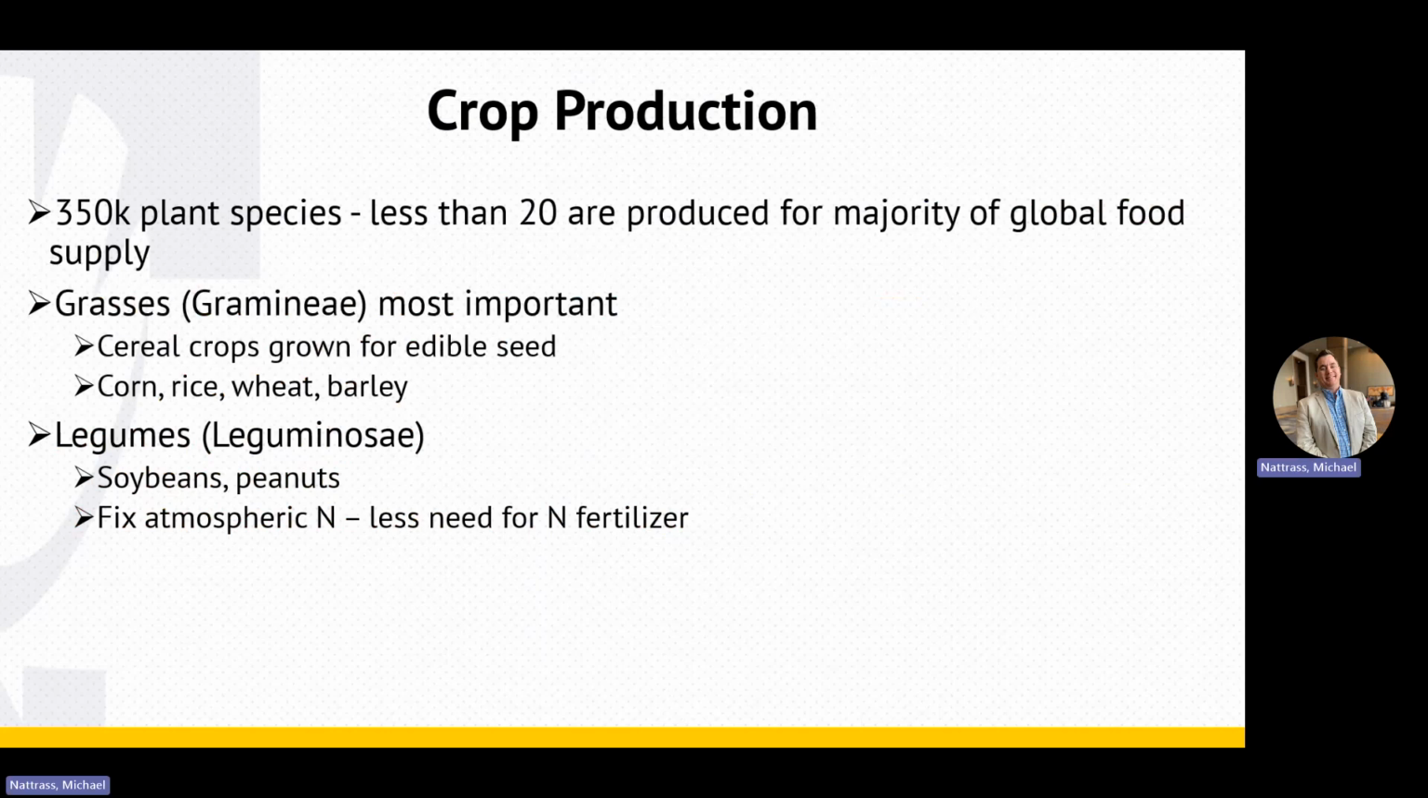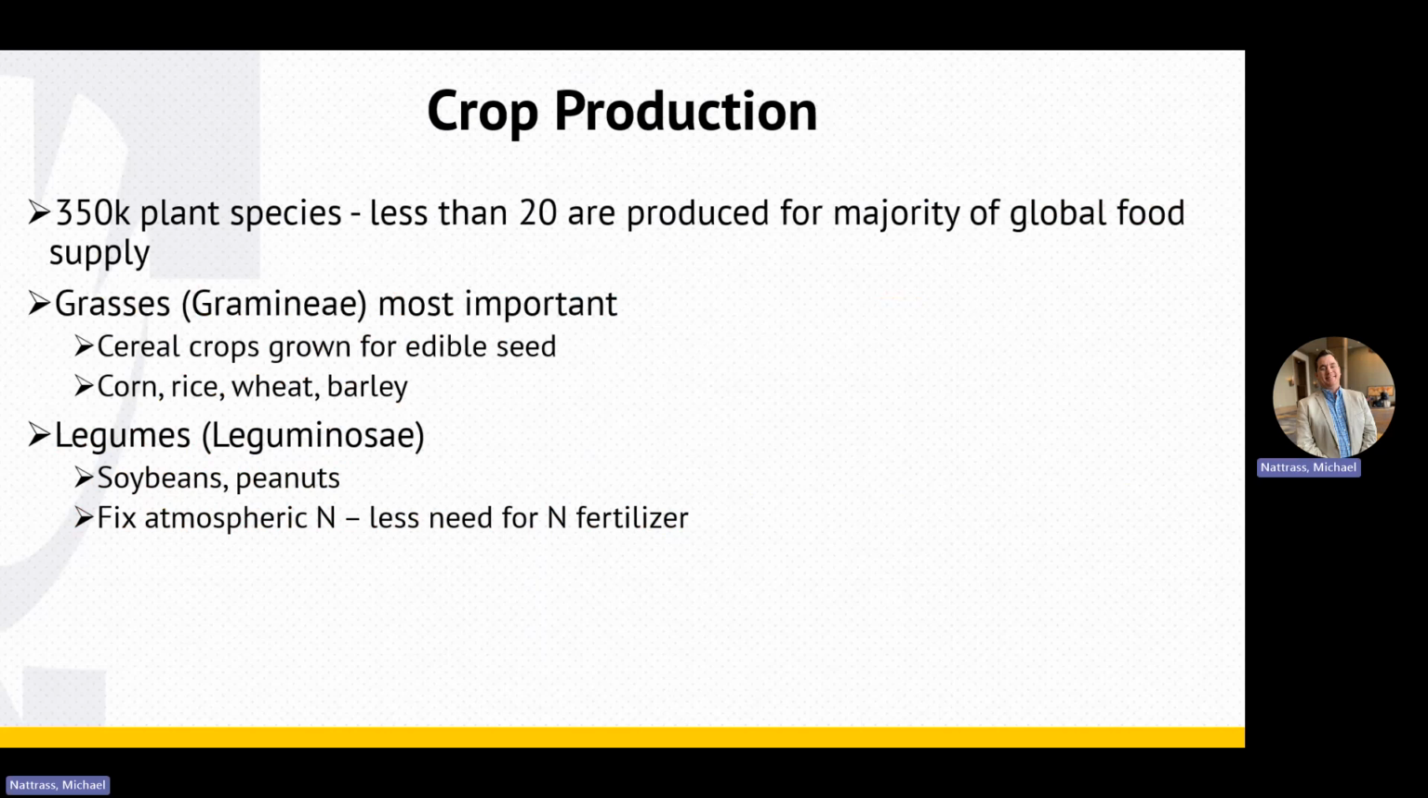And those fall into two categories. We have grasses and legumes. Our cereal crops, remember, are grown for edible seed. That's why we're growing those. When I think about cereal crops for edible seed, corn is the first one that comes to my mind. Each one of those kernels is a seed, obviously. And then we have legumes, and soybeans and peanuts are two immediate examples of legumes that we're growing for food supply.